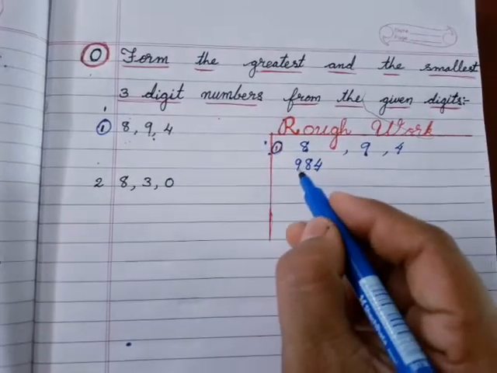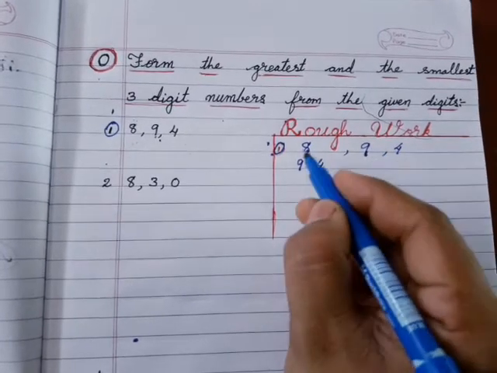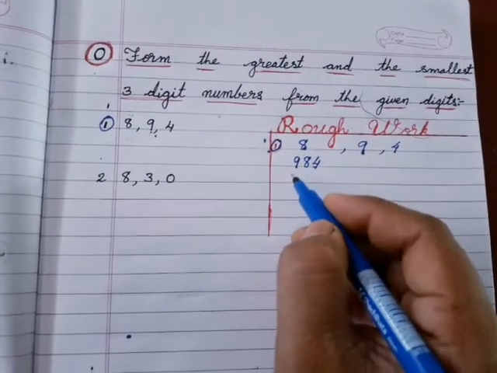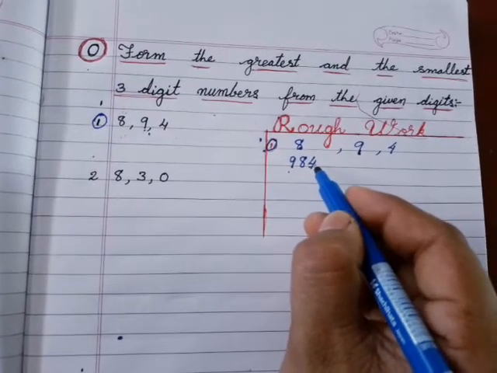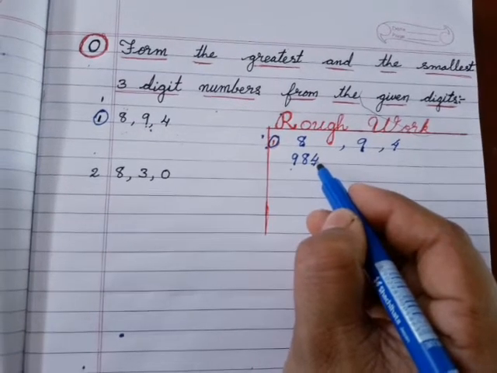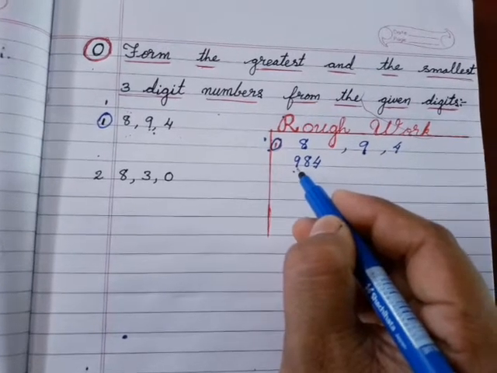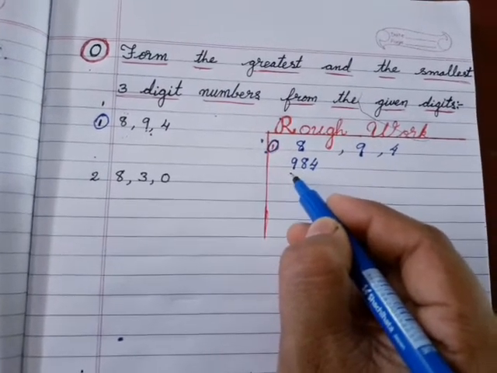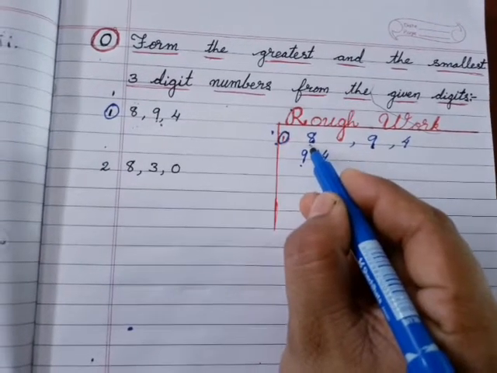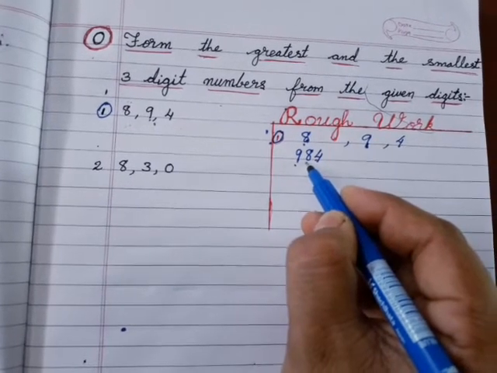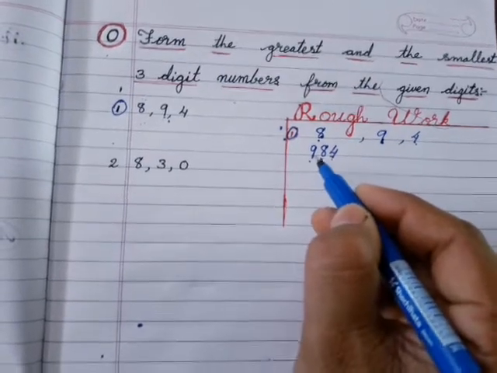So now you are getting the greatest number from these digits. The digit 9 has more value than the other numbers, so we are giving it the hundreds place, because when the digits increase from right to left, the left digit has more value. The second most valuable digit is 8, so I am bringing it in the tens place, and in the ones place the smallest digit. Now you have got the greatest number.